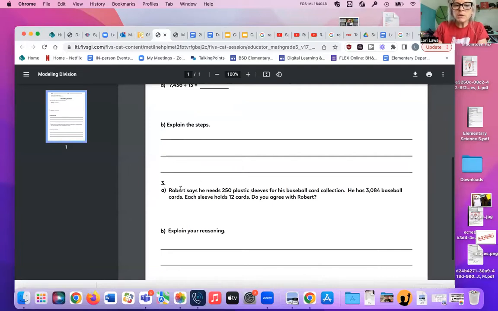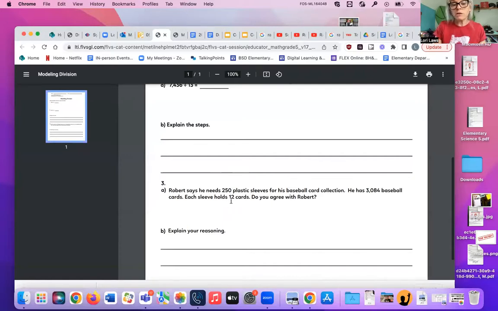Okay, this last one is a story problem, but really it's just another division problem. Robert says he needs 250 plastic sleeves for his baseball card collection. He has 3,084 baseball cards. Each sleeve holds 12 cards. Do you agree with Robert? Don't be tricked by this first number. This is his guess. This is his answer, but it might not be right. These 2 numbers are the numbers you need. You need to know the total number of baseball cards and how many cards on each page.